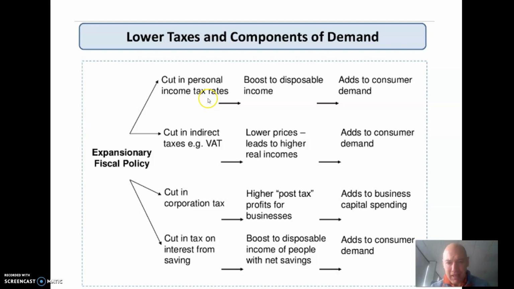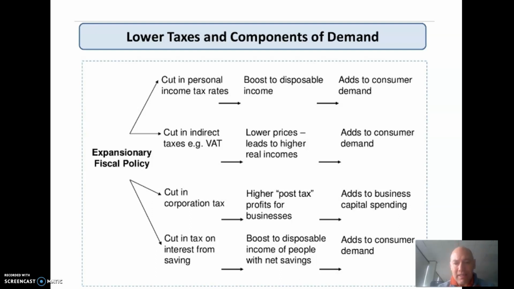Well, if there's a cut in income tax, that's going to boost an individual's disposable income, what they've got left after tax, and as a result there will be an increase in consumption. If there's a cut in indirect taxes such as VAT or excise duties, really what's happened is that prices are usually lowered, and that means that people have higher purchasing power or a higher real income, again increasing consumption.